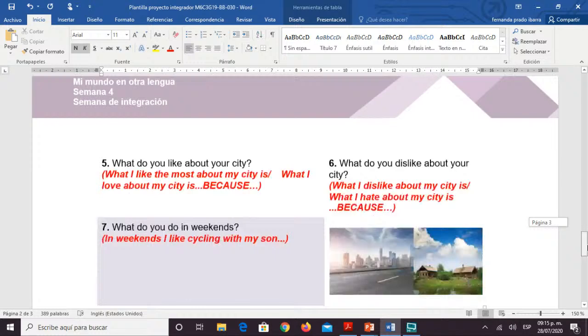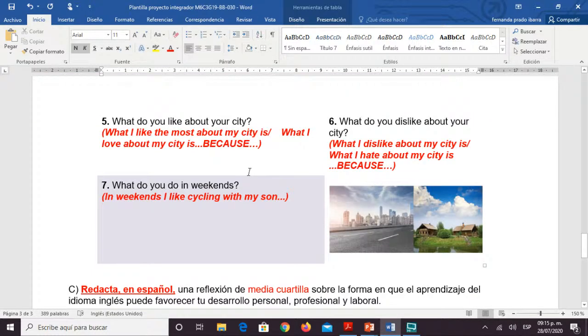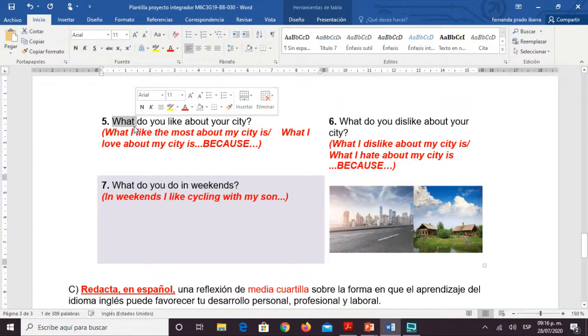What do you like about your city? What I like the most about my city is, or another typical answer is, I can say what I love about my city is, and I have to write a reason why, okay? Because maybe this is just optional, because when we ask with WH questions, I'm giving a little information, okay? So what I like the most about my city is there are so many places to visit. It's very touristic. The food, maybe. What I love about my city, the people around are very kind, or my neighbors, or whatever you want.